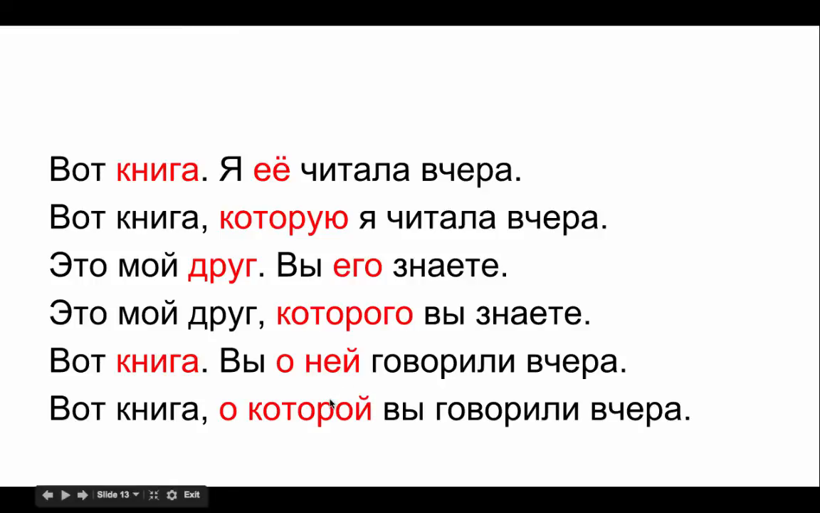How about this one? There's the book. You were talking about it yesterday. There's the book that you were talking about yesterday. And in Russian, we have to rephrase it to sound a little more formal in English. There's the book about which you were speaking yesterday. Вот книга, о которой вы говорили вчера. And notice that here, this kind of gives you a clue as to what ending you need. Similarly here, you can find a clue about what ending you need.